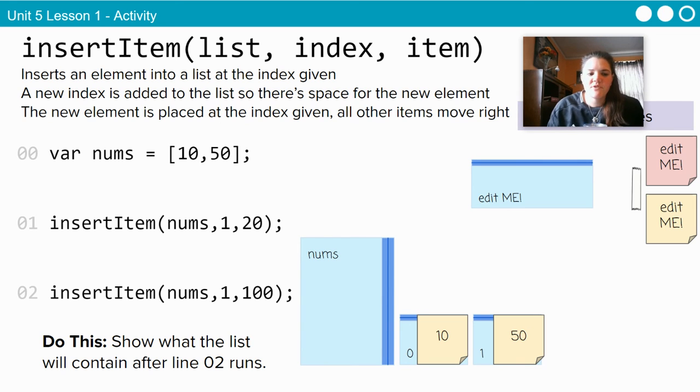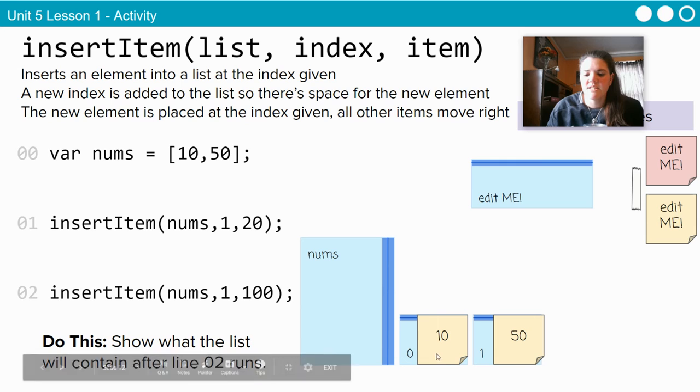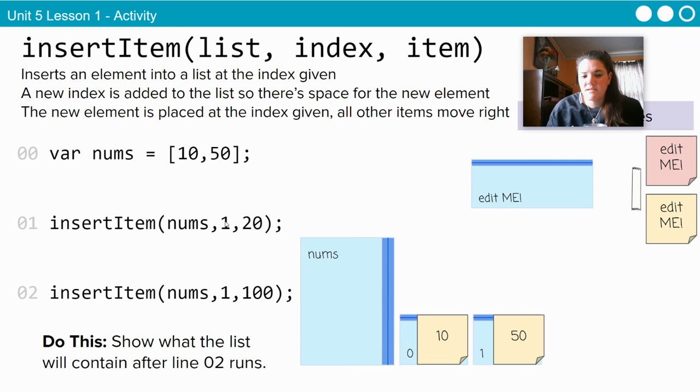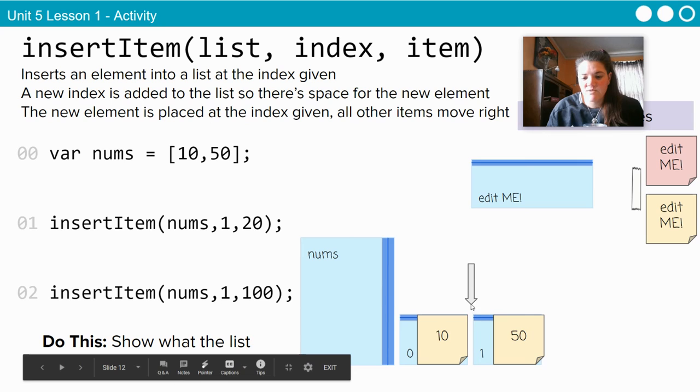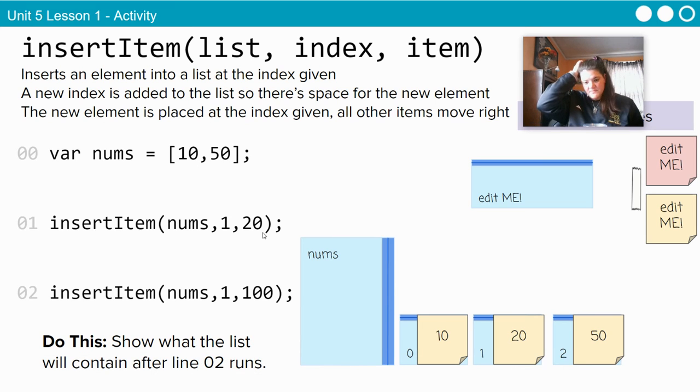So we're starting off with the variable numbers. It's a list that includes 10 and 50. We want to insert an item into the variable list at index 1, and we're inserting the number 20. So that means we're going to pull this list apart right here. The 50 will slide over to index 2, and we'll put something new in index 1. So the 50 slides over, and it says, okay, we're putting the number 20 in there. And then here's my new list.